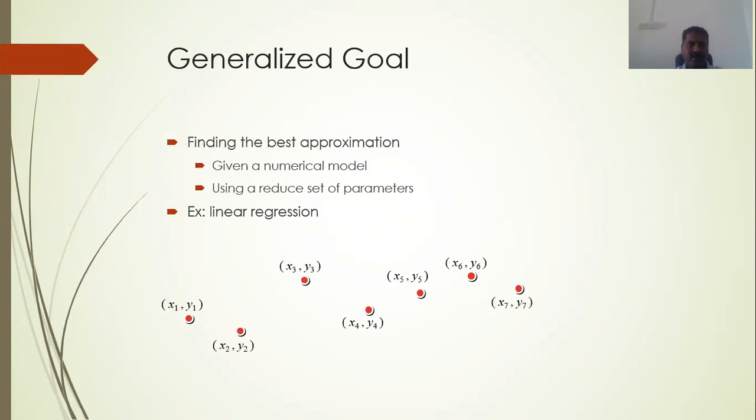One good example is linear regression. Suppose the data comes from the real world like this, then what is the best approximation, the best model I can fit to the data, right? If it's a linear regression, then y equal to mx plus b is the line I can fit to the data. Then what is the best line I can fit to the data, right?